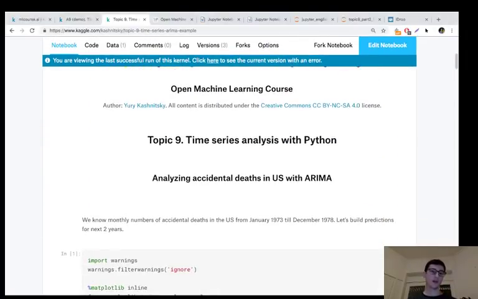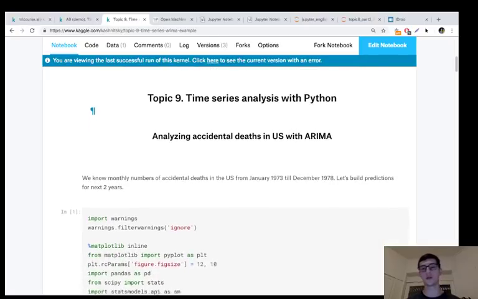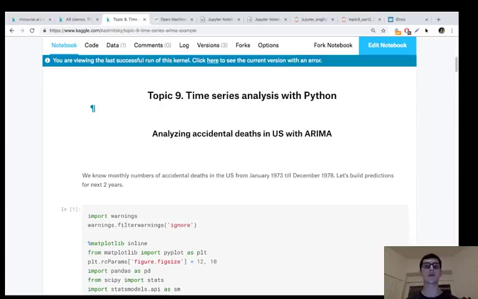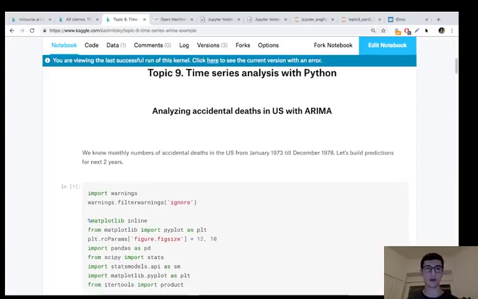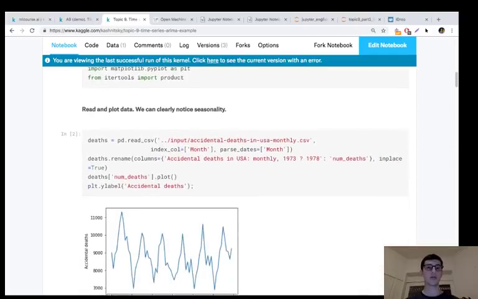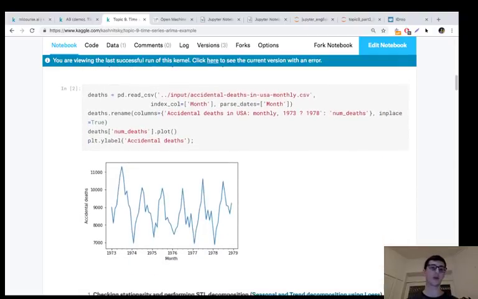As an example, we'll take a time series on accidental deaths in US. There are several nice sources for different time series. A lot of time series is analyzed in econometrics and in trading. So here's just one more time series that we're going to analyze. Somebody gathered some statistics: the number of accidental deaths during the period from 1973 till 1979.